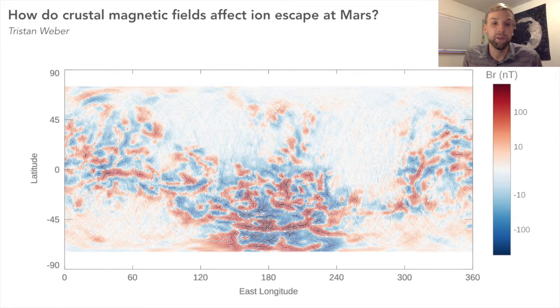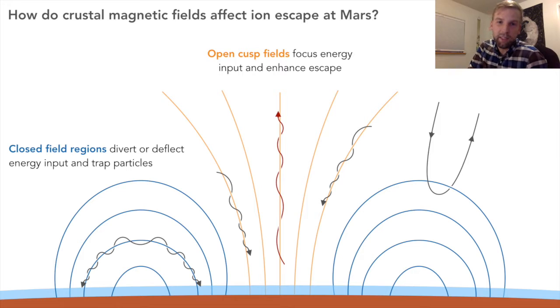If you're unfamiliar with Mars's crustal magnetic fields, here I'm showing a map of where they are found across the planet's surface. Red means the magnetic field is coming out of the surface, and blue means it's going back down into the surface. And the resulting structures are these loops of magnetic field that act like miniature magnetospheres. In a simplified sense, the structures look something like this. We have these loops of closed field that divert and deflect incoming particles, potentially shielding the atmosphere. And then we have these cusps of vertically oriented open fields that link up with the solar wind, channeling energy input into the atmosphere and potentially driving enhanced particle escape.